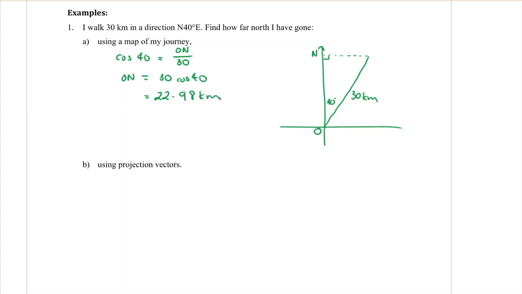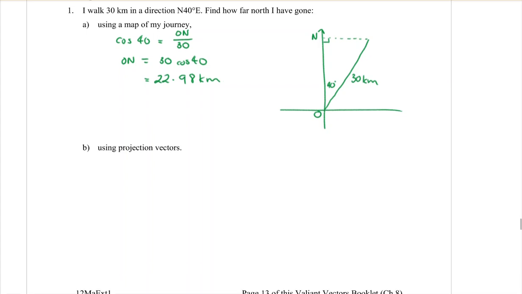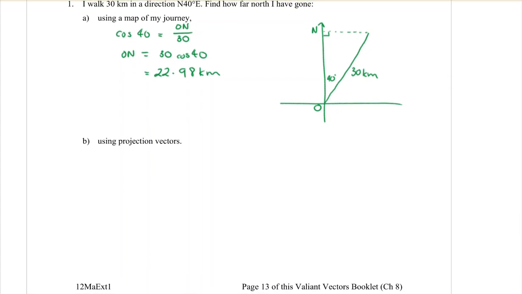Now let's see if we can do that using our vectors. So part B, using projection vectors. I'm going to use the formula that's up here. I'm projecting because I'm trying to find how far north we've gone. We're going to project onto the y-axis, which we call the unit vector j. Just as a reminder, let j be the vector pointing north.